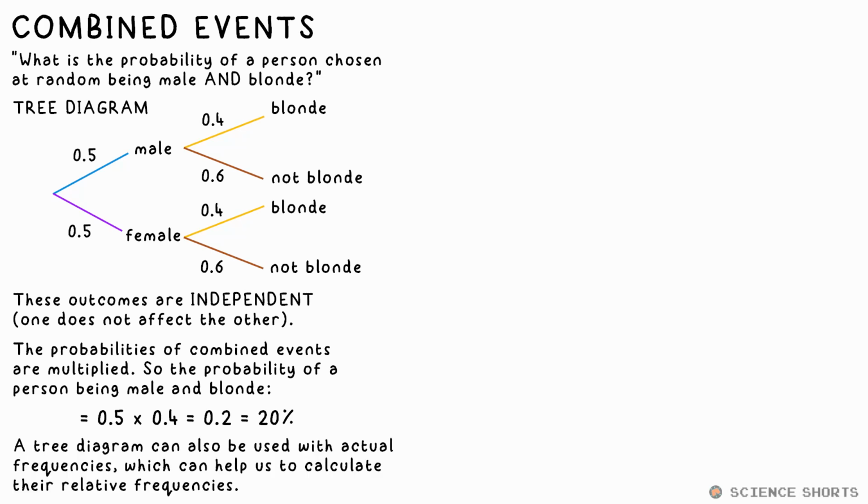A tree diagram can also be used in the other way. That is, we can just count the frequency of different outcomes by just getting people and counting them and putting those numbers on the end of each branch.